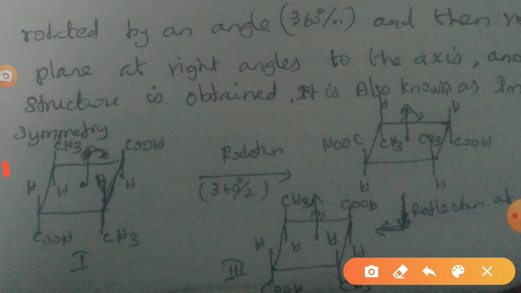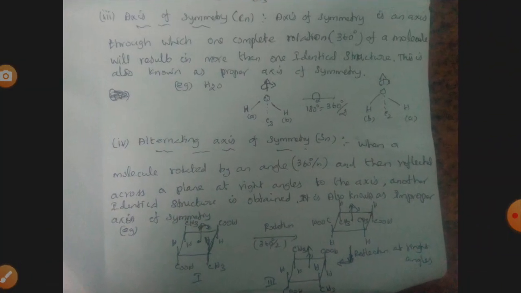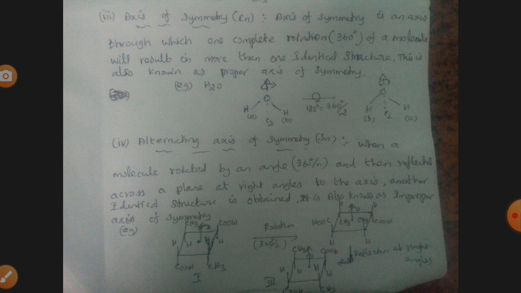So what I am going to say is, a molecule having any one of these symmetries, either planar symmetry, center of symmetry, axis of symmetry or alternating axis of symmetry, is called a symmetric molecule. If the molecule possesses any one of the above four symmetries, it is called a symmetric molecule. A symmetric molecule does not undergo optical rotation. That will be discussed in the next class.